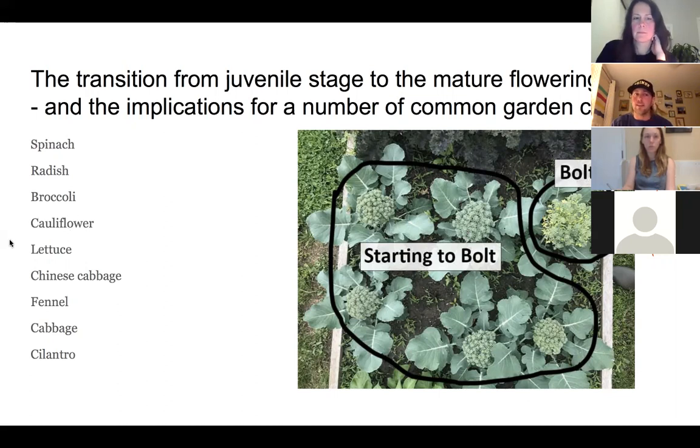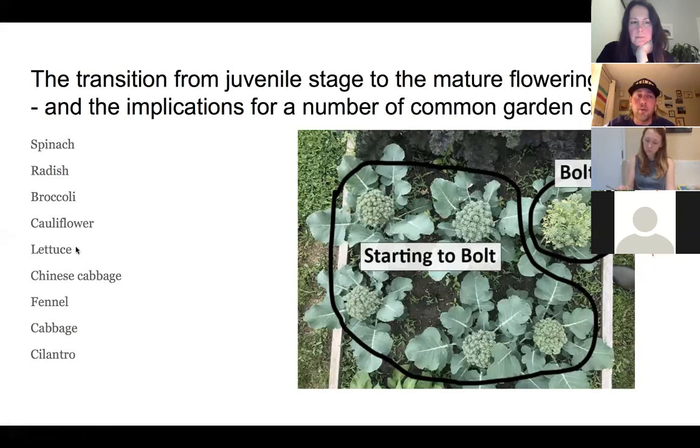It's exactly the same with cauliflower too. We grow cauliflower to be as close to the flowering stage as possible, but we've got to harvest it right before. So there's this timing that's really, really important there.